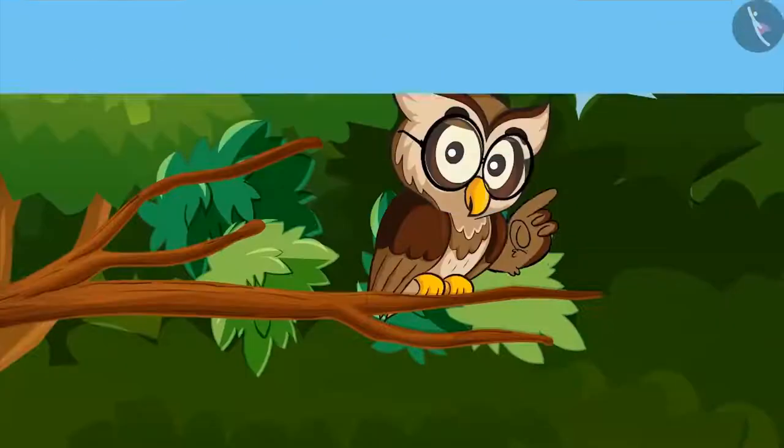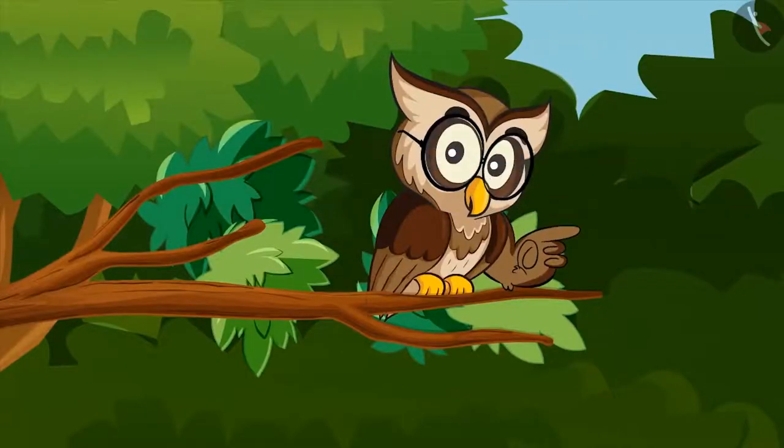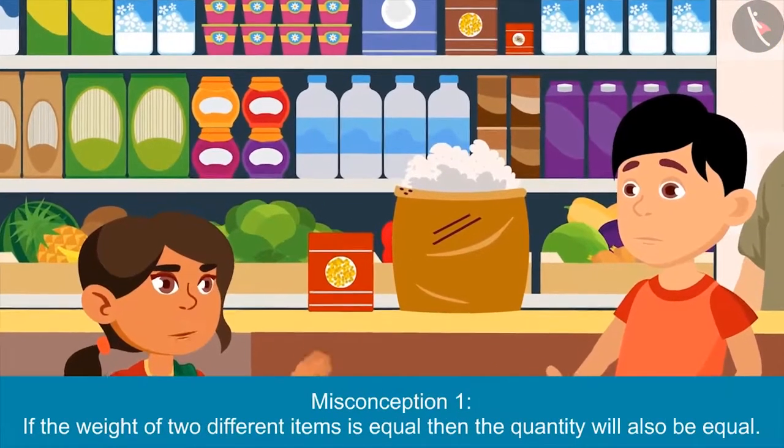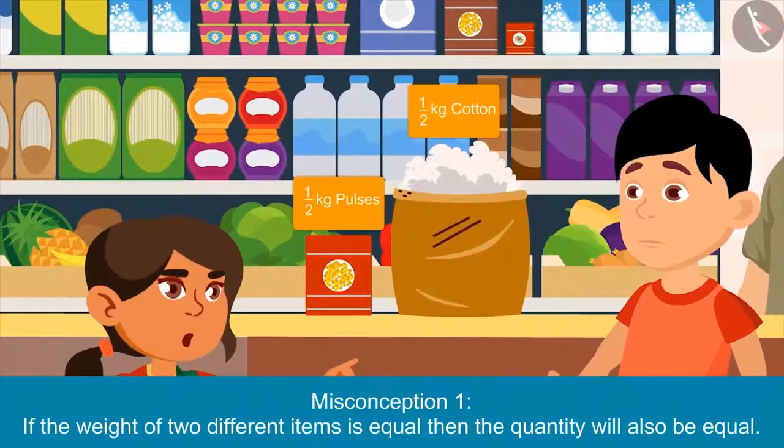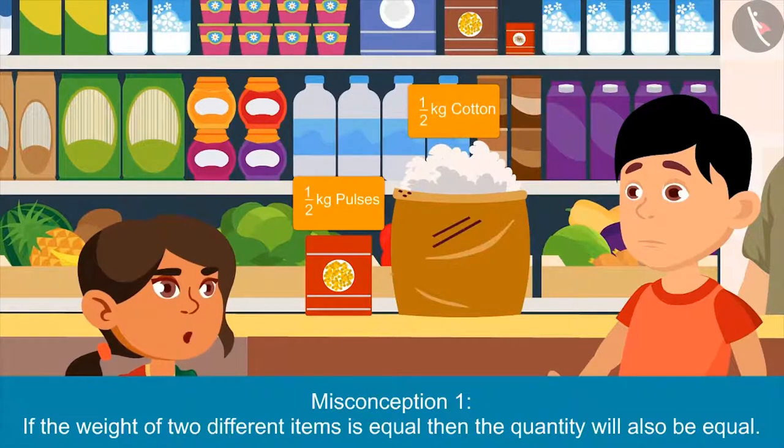Hey kids, do you remember the three children of Gopal and Radha, Shyam, Neetu and Mohan? Let's see what Neetu is doing today. Brother, look at these two bags. Both of them have half a kg written on them. But the quantity of cotton is much more than the quantity of pulses.